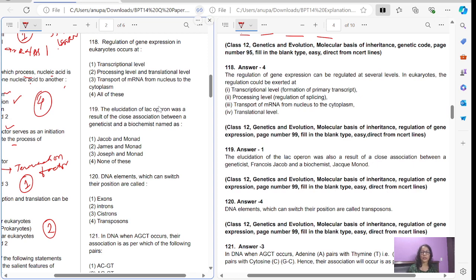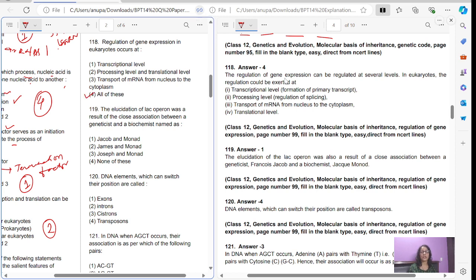Let's read the question. The question states that regulation of gene expression in eukaryotes occurs at an option are transcription level, processing level and translational level, transport of mRNA from nucleus to the cytoplasm, all of these. So the answer will be all of these.